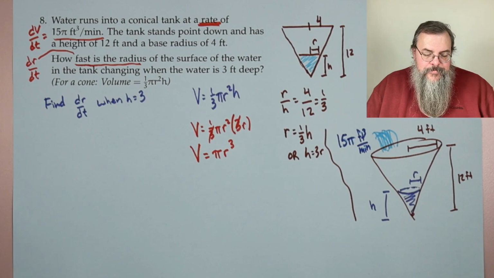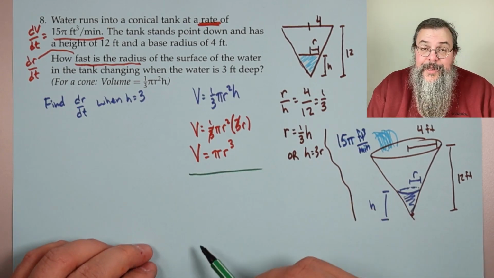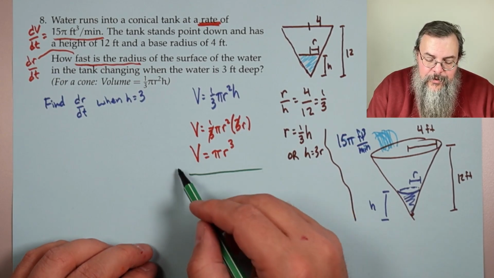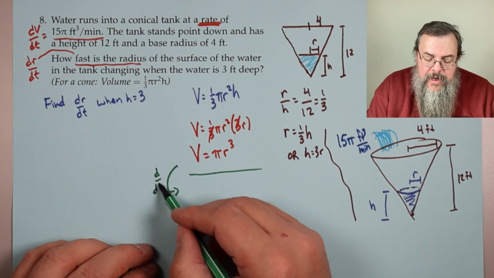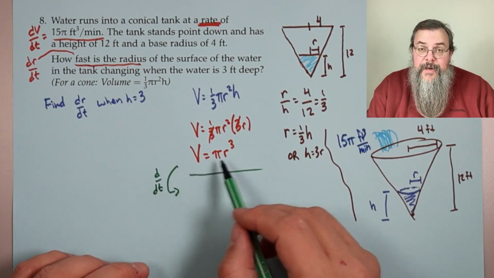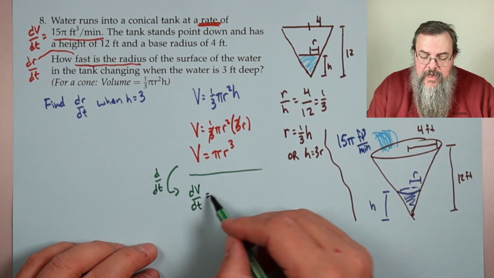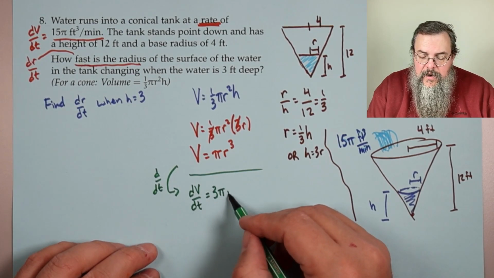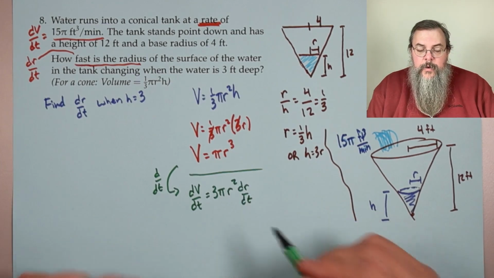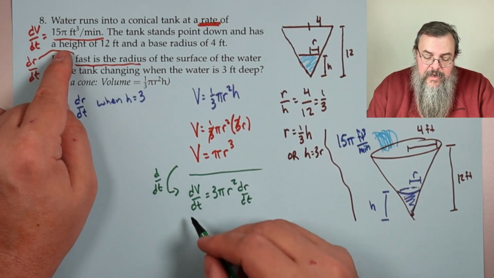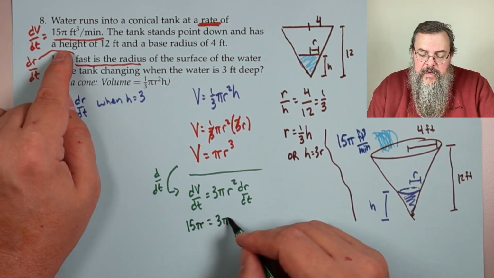All right. Now, we're almost there. Take your derivative. Now, what derivative are we talking about? Derivative with respect to time. We're thinking of everything as being dependent on time. So we have that dV/dt is equal to 3 pi r squared dr/dt. And we know dV/dt. That's 15 pi. We know 3 pi is 3 pi.